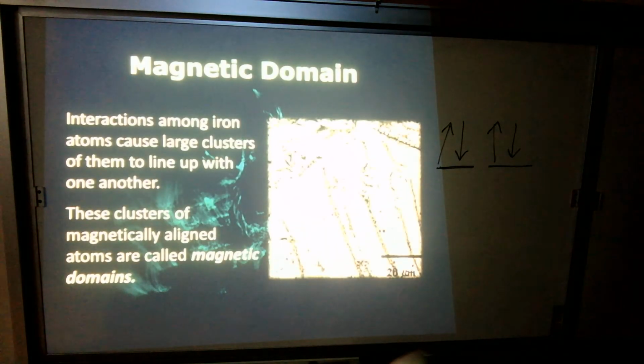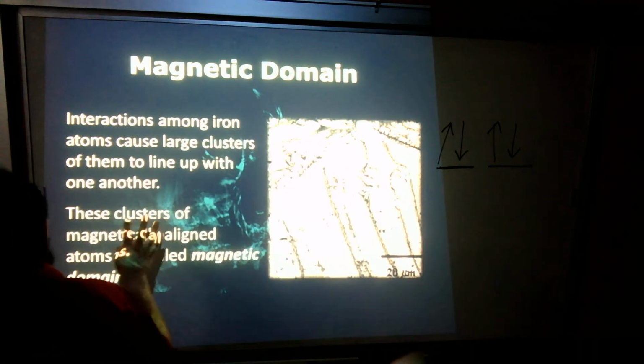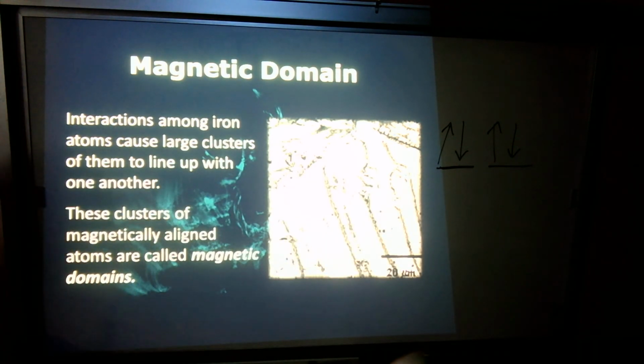All right. So those atoms aren't always lined up, but when they do line up, you get a cluster of lined up atoms where their magnetic fields are lined up. So clusters of magnetically aligned atoms are magnetic domains.